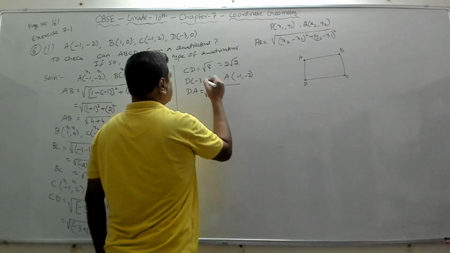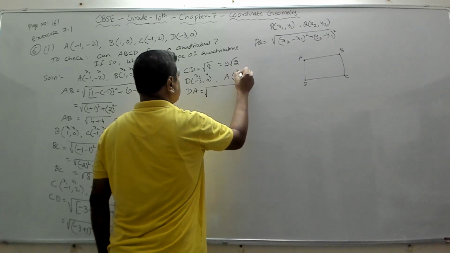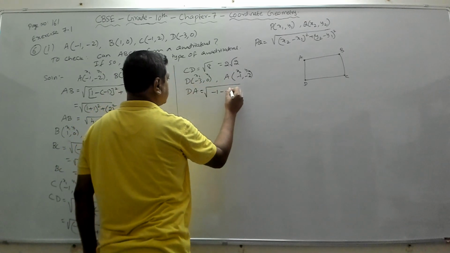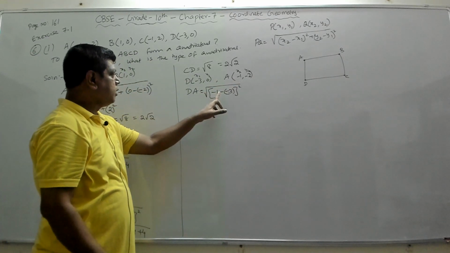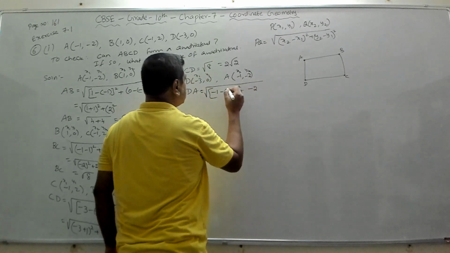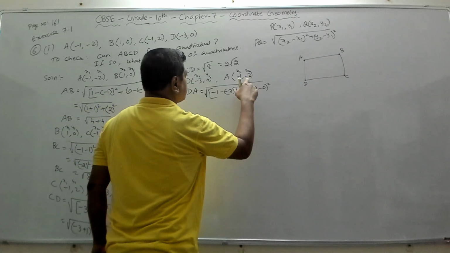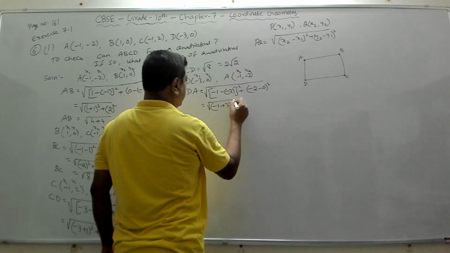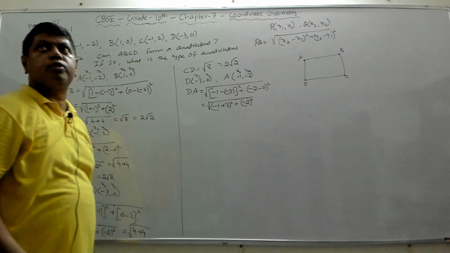So DA is the square root of, this is x1, y1, x2, y2. Now x2 minus x1 the whole square, so minus 1 minus 3 the whole square. You have to be careful because a double minus is coming. So x2 is minus 1, minus x1 which is minus 3, the whole square, plus y2 which is minus 2 minus 0, the whole square, that is y2 minus y1 the whole square. So you get minus 1 plus 3 the whole square plus minus 2 the whole square.